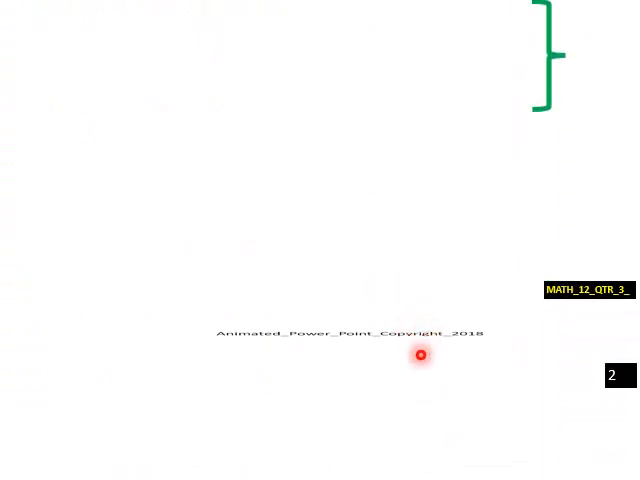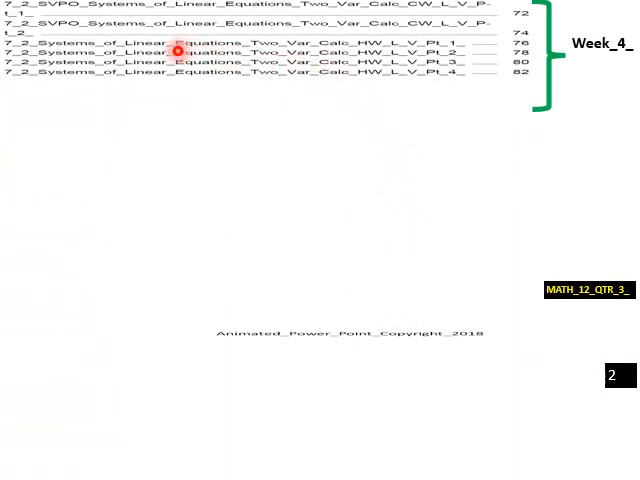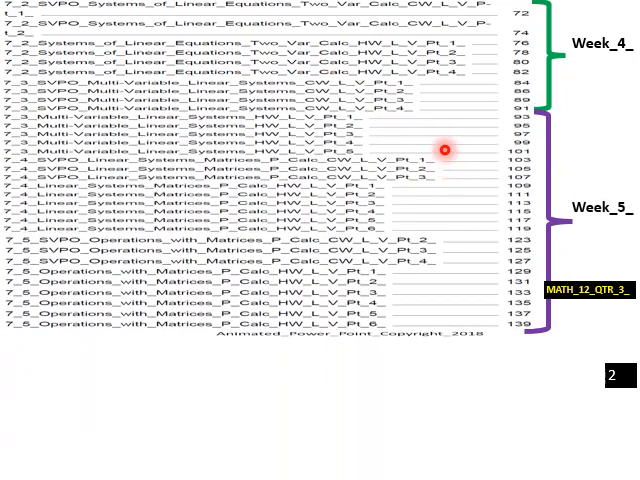And then going in here to week 4, we go in again with systems of linear equations, 2 variable equations. And then for 7.2, systems of linear equations, 2 variables. We finish up with that. And then week 3, we go into multivariable linear systems. And then we have homework here on week 5. And then linear systems of matrices, week 5. Week 5 is huge. And then operations with matrices as well. This is all in week 5 here.